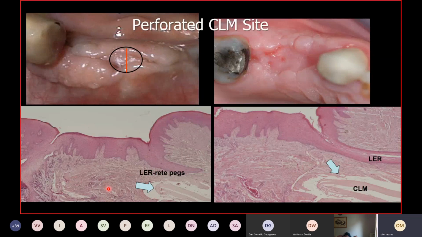You can see here the rete peg here and the rete peg here, which actually means that first the epithelium from this side crawled over here, and only after degradation could it bridge the gap to the other side of the perforation.